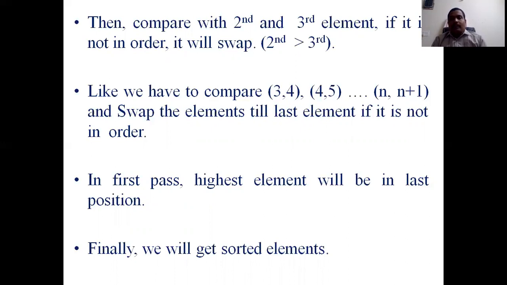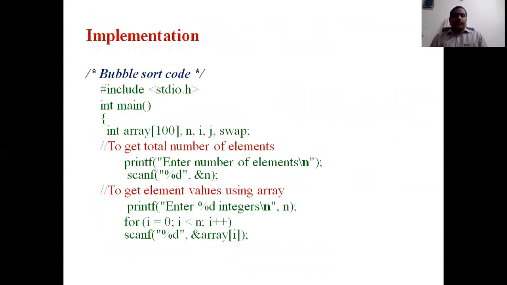In the second pass, the second highest element goes to the second last position, the position before the last. Like that, it will be arranged, or sorted, from the highest element to the lowest element. So this is the bubble sort concept.